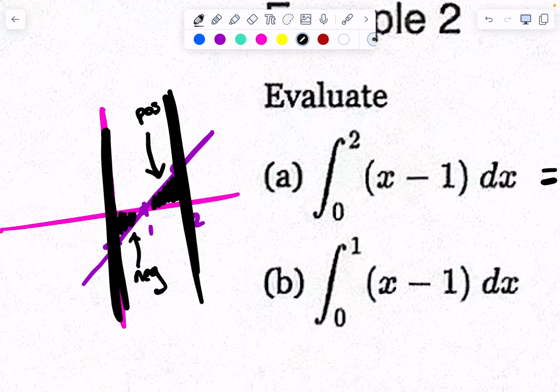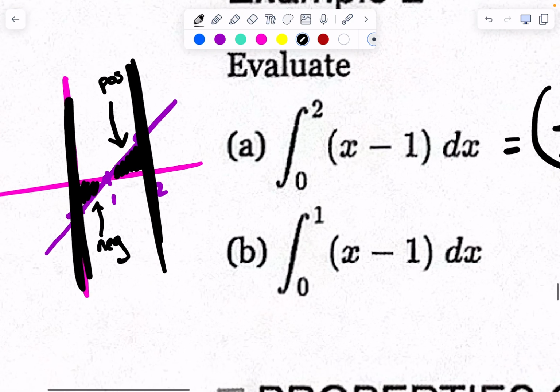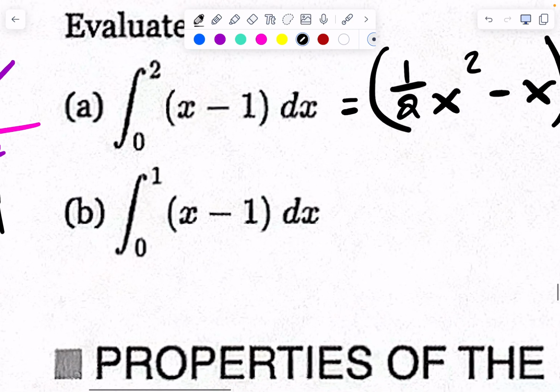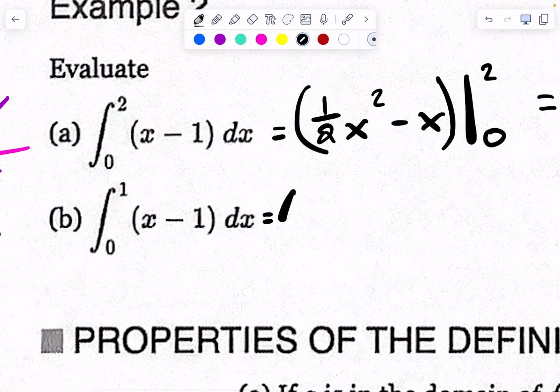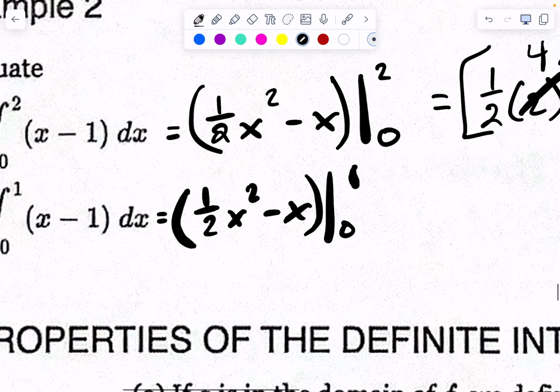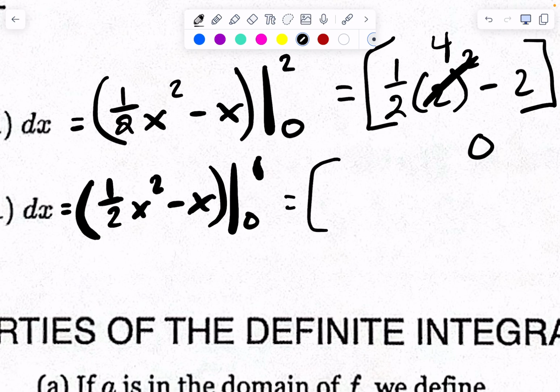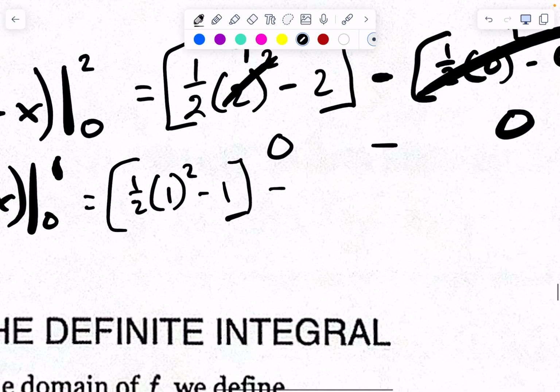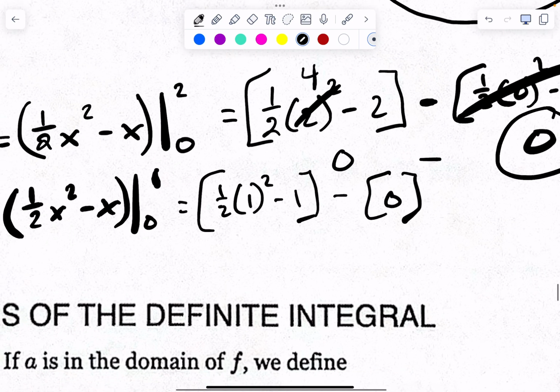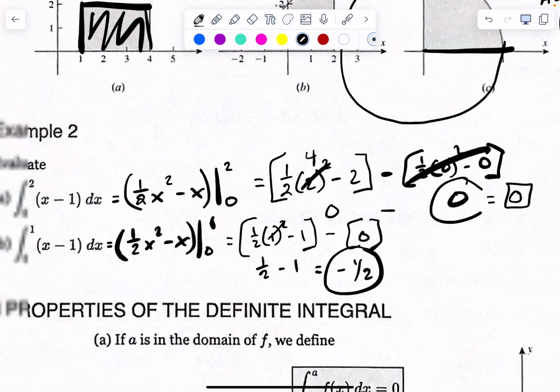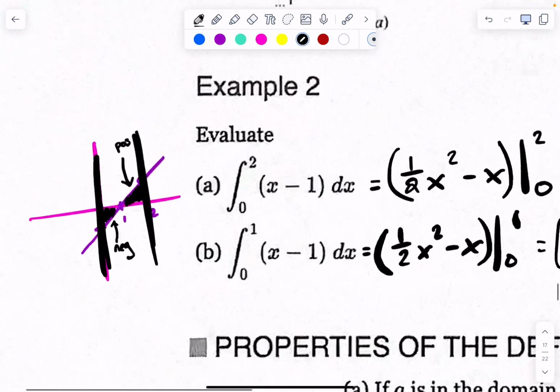And they do cancel each other out, right? Now here, if we're going from 0 to 1, we're going to end up with a negative area. I'm going to guess it's going to be like negative half. So if I'm just going from there to there, 1/2 x squared minus x, plugging in 0 and 1: 1/2 times 1 squared minus 1, and then minus, we know when we plug in 0, it ends up being 0, because we got it from over here. So 1/2 minus 1, negative half. And so you can have an area that is negative. It's just because it's below the x-axis.